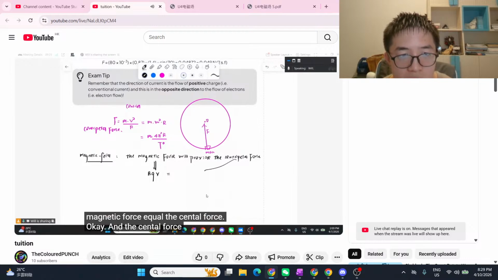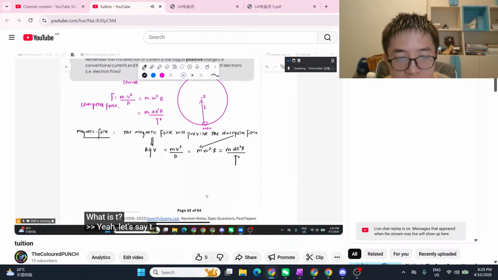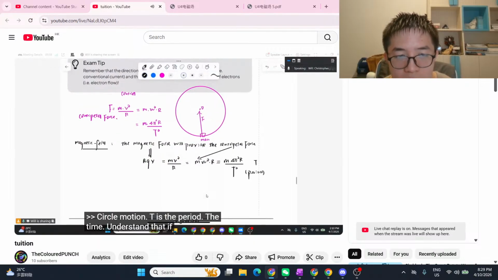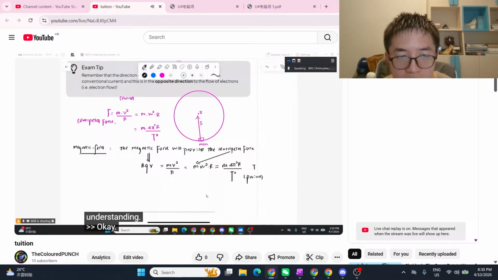And the centripetal force equals what? First, m v squared over radius. Second, m omega squared times radius. Or we use m times 4 pi squared times r over T squared. What is T? T is the period, the time for circular motion. If we do one full circle, the time consumed is the period.